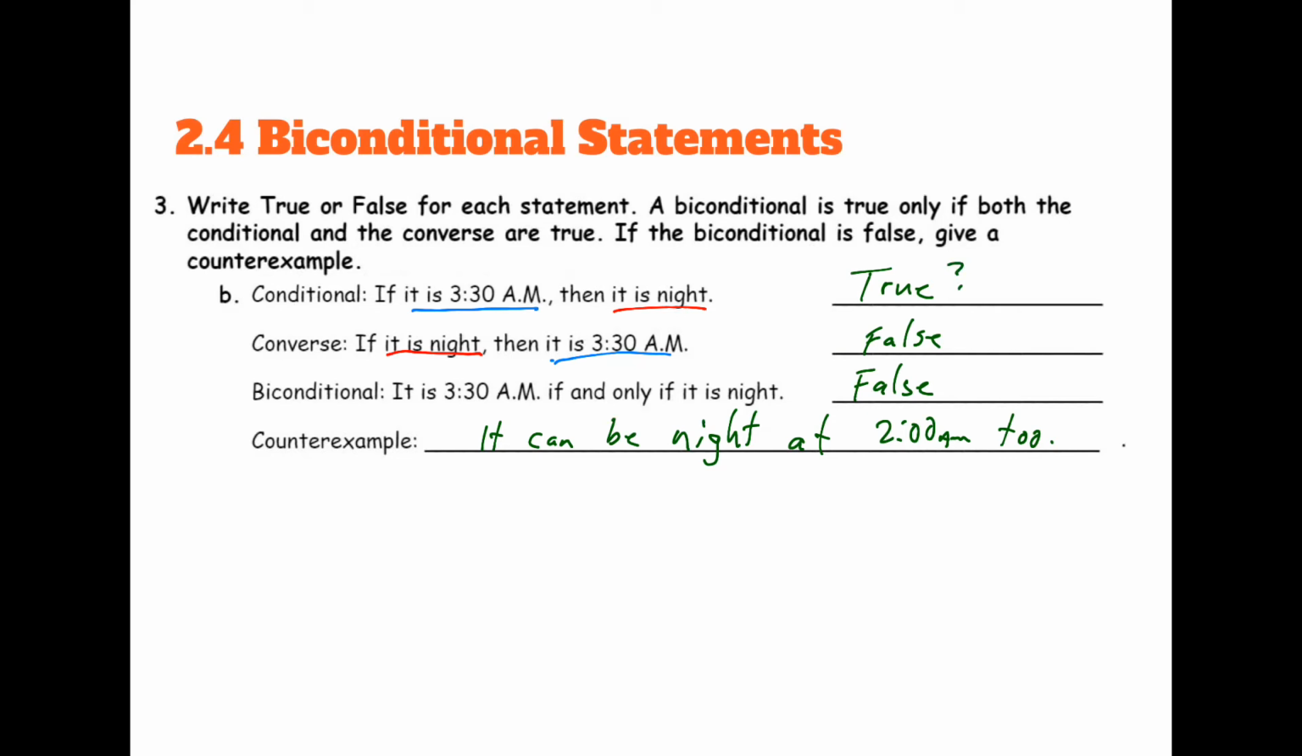And then we get to the converse, though, is where the first part doesn't even actually make a difference. So if it's night, then it's 3:30 a.m. Well, that's false, right? Because it can be night, and it could be lots of different times other than 3:30. So this is going to be false, which makes the biconditional false as well. So that first one doesn't actually even matter, because one of them is false, we know it's false, right? So our counterexample was it can be night, but it could be 2 a.m. as well. So it doesn't have to be 3:30 a.m.